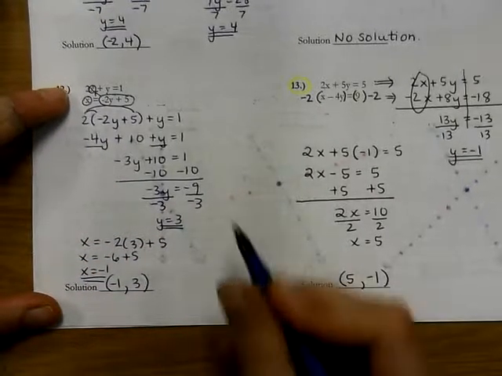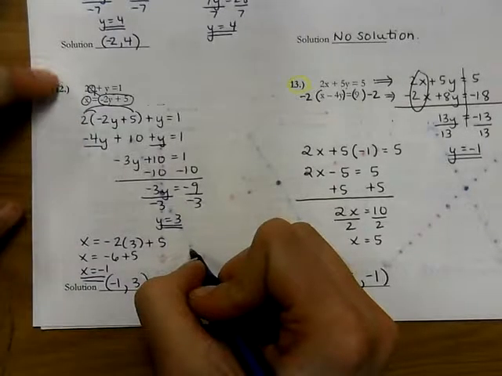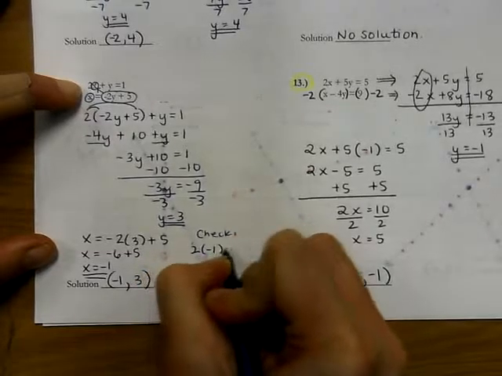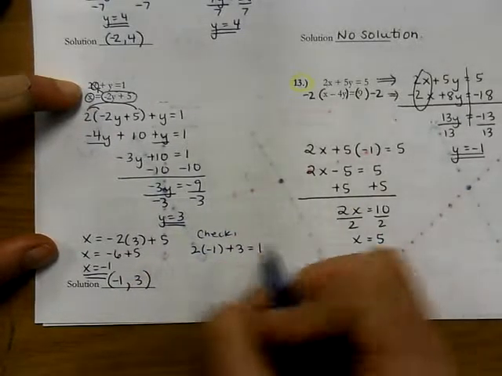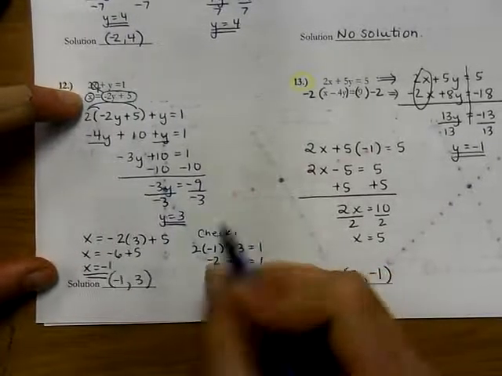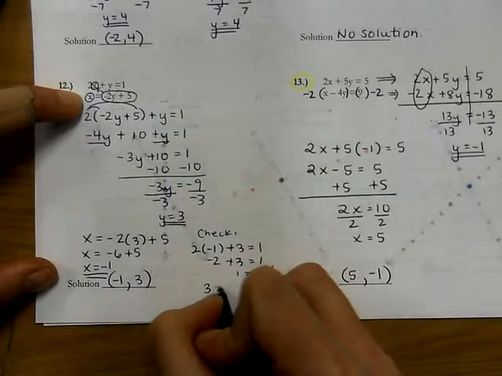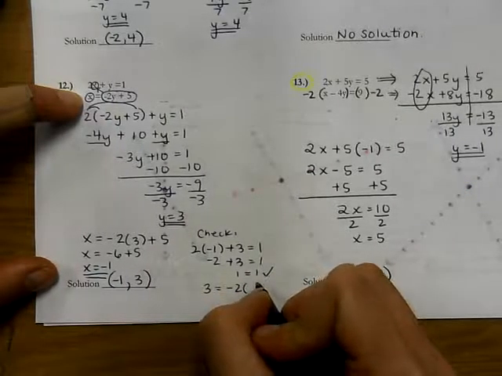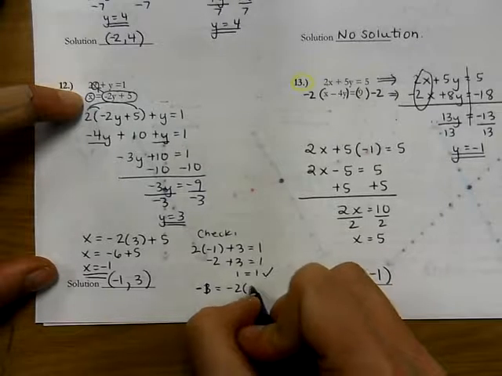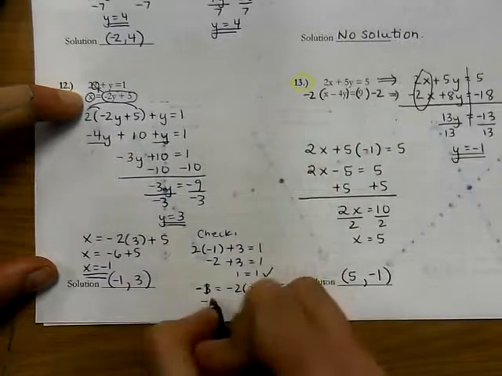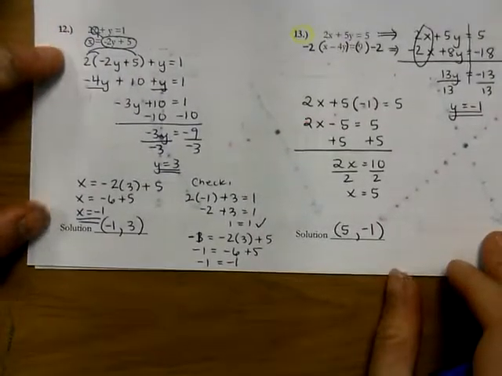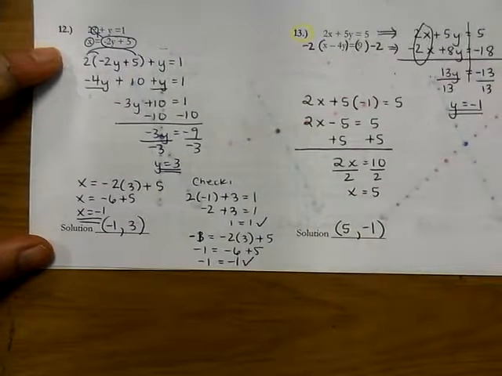Again, I can check my answers. If I substitute into the top one, I have 2 times negative 1 plus 3. I want to know, does that equal 1? Well, negative 2 plus 3, yep, 1 equals 1. Checking this one, I substitute negative 1 in for x, so that's negative 2 times y, which was 3, plus 5. So that's a negative 6 plus 5, and that is equal to negative 1. So it works for that one as well.